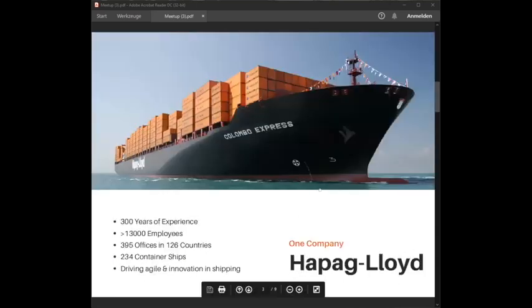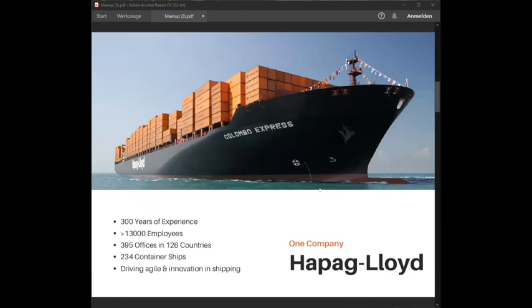What is Hapag-Lloyd? I do not want to spend a lot of time on that, but I still like to, because my heart is a little bit with ships and water. Hapag-Lloyd is a nearly 300-year-old company. We have more than 13,000 employees, roughly 400 offices all over the world, and now 234 ships. We have already bought 10 more. And we are currently a front runner in agile shipping.